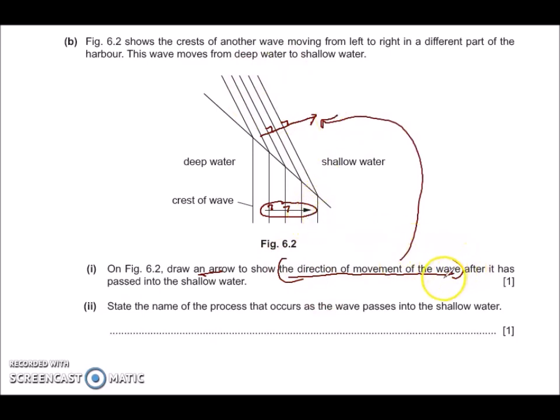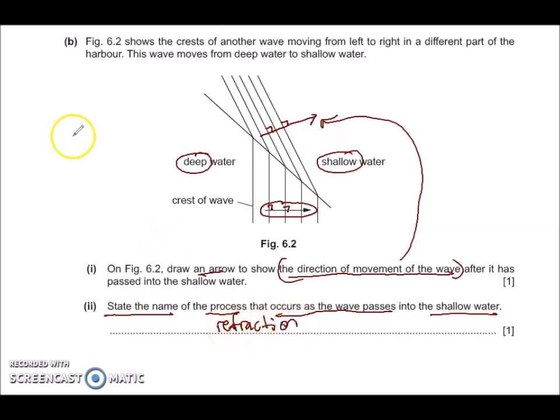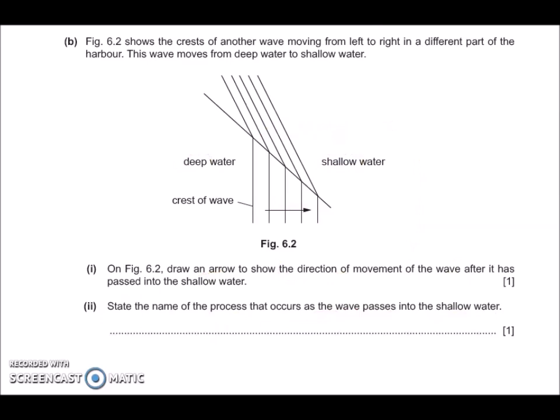State the name of the process that occurs as the wave passes into shallow water. Different medium, you know. It's still water to water, but here is deep and here is shallow. So what happens is refraction. So it will be refraction. That is your B's answer.